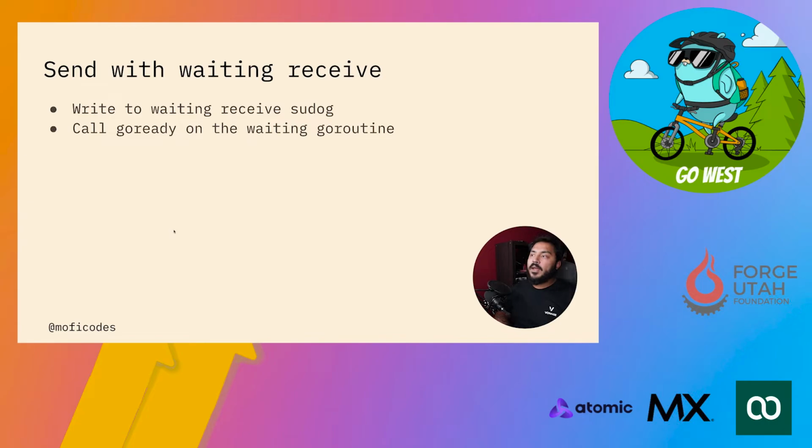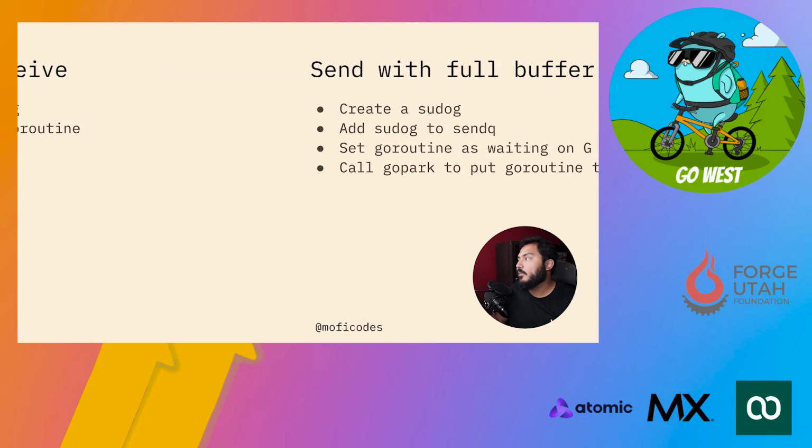So if you have a waiting receive queue, so we have a send, but there is also a waiting receive. We're just writing to the sudog directly and calling goready on the waiting goroutine to wake that up. So if there is a goroutine that's just waiting for something to be sent, we directly write that value to the receiver and call goready so that our Go runtime can start putting the other goroutine onto the run queue.